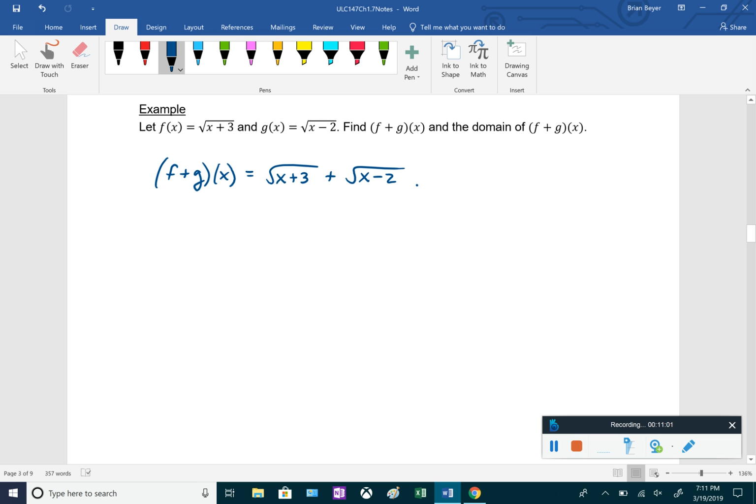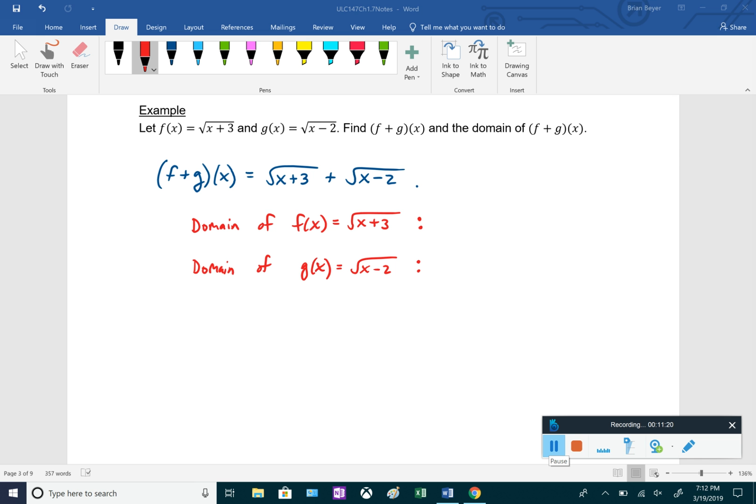So the difficult part here is figuring out that domain. The domain of (f plus g) of x, the domain of this sum, is going to be the interval that the domain of f of x and the domain of g of x have in common. So let's figure these out separately.